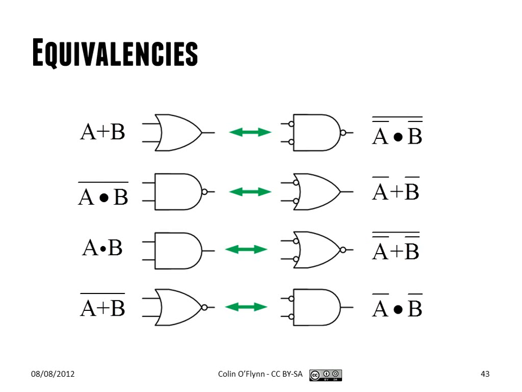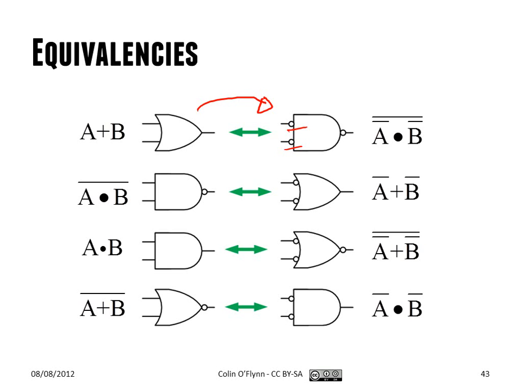To do the conversion, we use some equivalencies. These are just basically De Morgan's theorem rewritten. And it shows you, for example, if you have an OR gate, you can directly convert it to a NAND gate with the inputs inverted. Again, remember the circle means input is inverted.